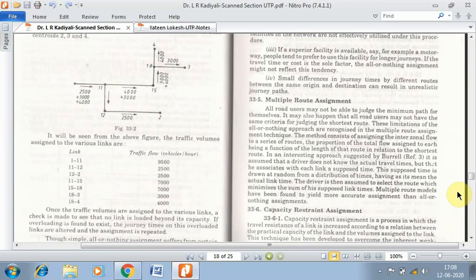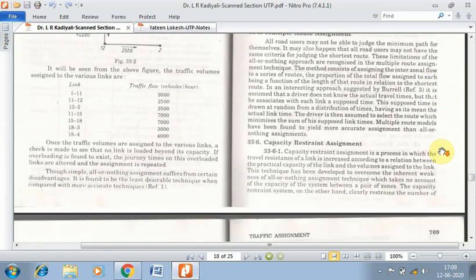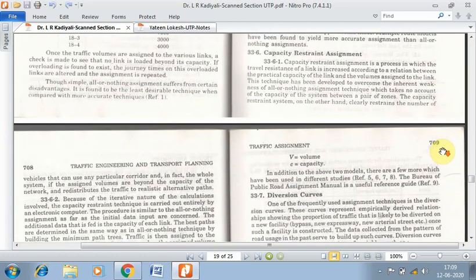This is considered better than the all or nothing assignment technique, because it all depends upon the psychology of the user, and the calculation of the possible travel time being broken into a number of links. Okay, that's about the multiple route assignment technique. Then you have the capacity restraint technique.